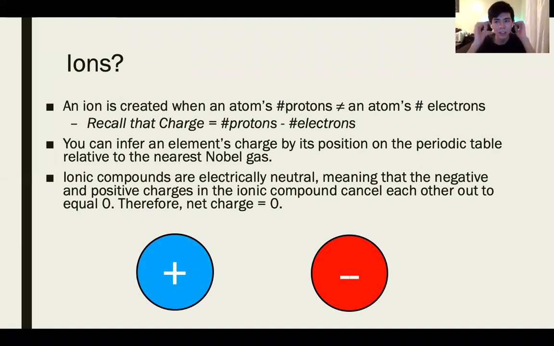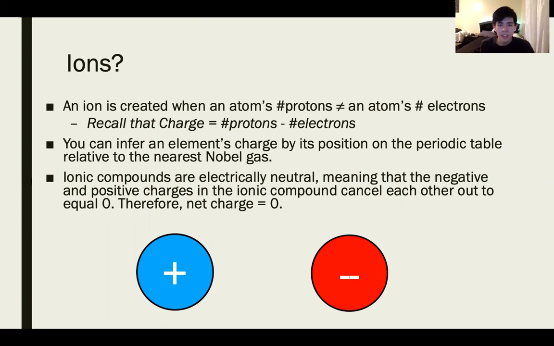So let's recap what an ion is. An ion is created when an atom's number of protons does not equal the number of electrons it has, simply because this creates a charge in the atom. If you recall from the previous lectures, the number of protons minus the number of electrons is the charge of a specific atom. You can infer an element's charge based off of its position on the periodic table relative to the nearest noble gas. And I'll show you what that looks like in a moment.